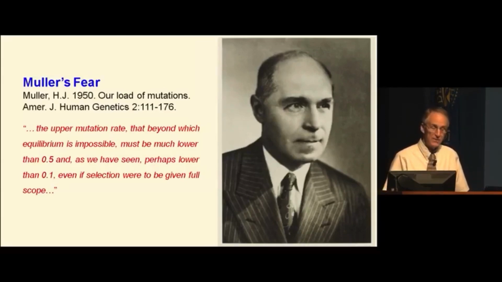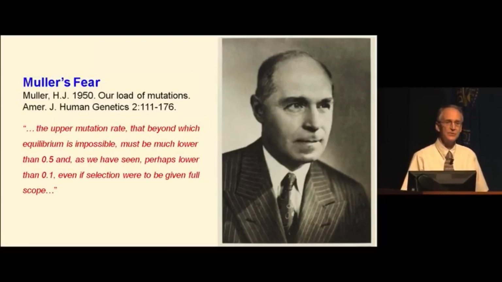So he wanted to know the tipping point. He says the upper mutation rate, that beyond which equilibrium is impossible, must be much lower than 0.5. That means half a mutation per person per generation is too high. And he goes on to say it might even be as low as 0.1, one mutation in 10 individuals every generation, even, he says, if selection were to be given full scope.